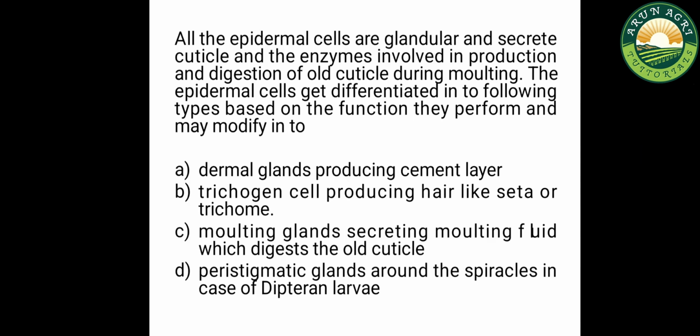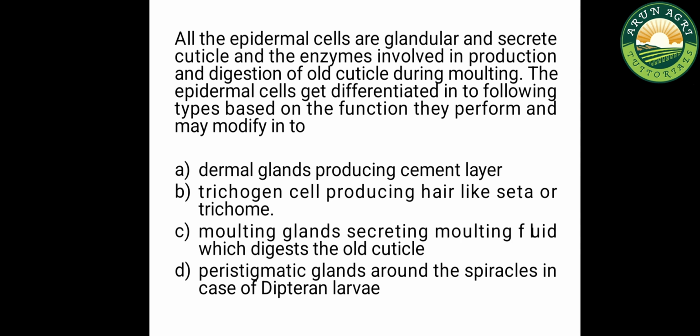Here all the epidermal cells are usually granular, and they secrete the cuticle and enzymes involved in production and digestion of the old cuticle during molting. What molting means, we are going to discuss later. The epidermal cells get differentiated into the following types based on the function they perform. The first one is the dermal glands. They produce the cement layer.